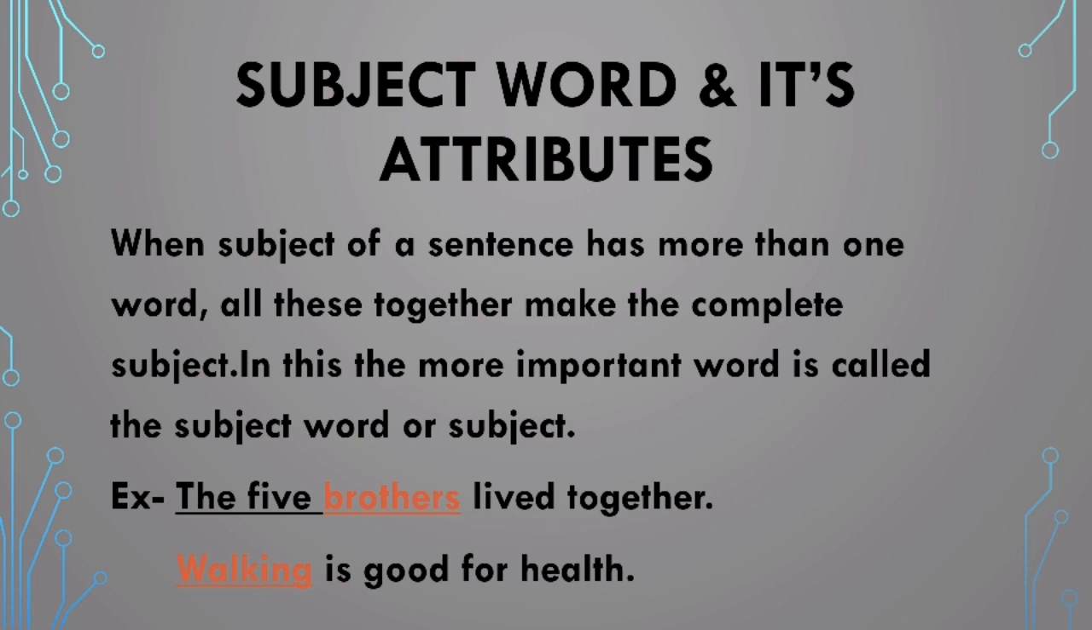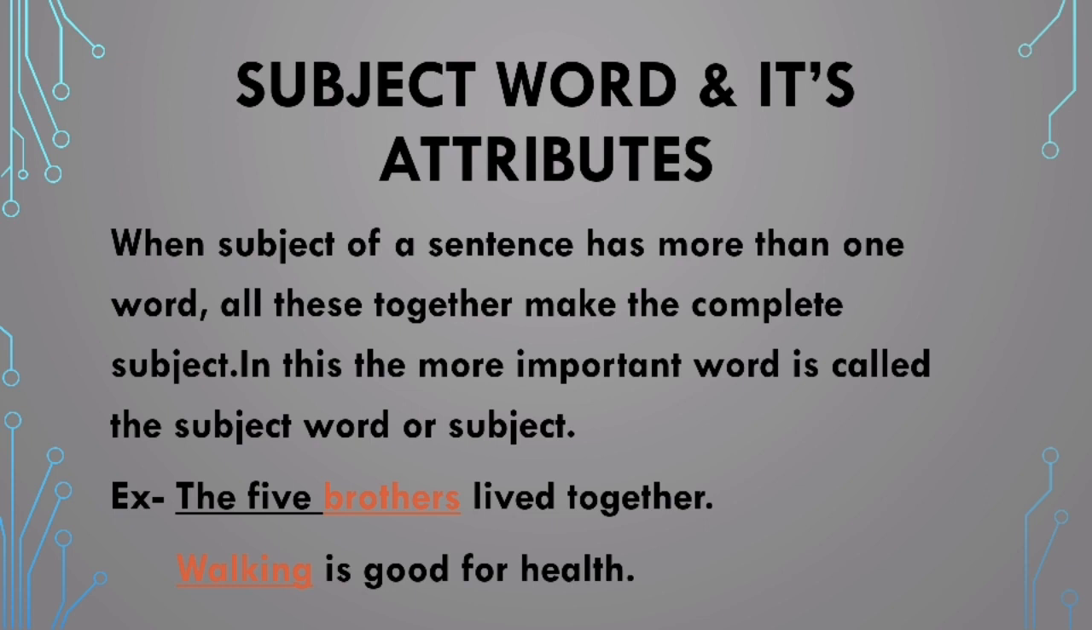Okay, so now students, we are going to know about subject word and its attributes. Now it's a new thing for you, so listen carefully. When the subject of a sentence has more than one word, okay, I just told you that the subject may consist of more than one word, right? So when it consists of more than one word, all these together make the complete subject, right? In this, the more important word is called the subject word. Now, that phrase which has given you a complete subject with many words consists of a more important word. That more important word is the subject word, okay, and the rest is attributes.